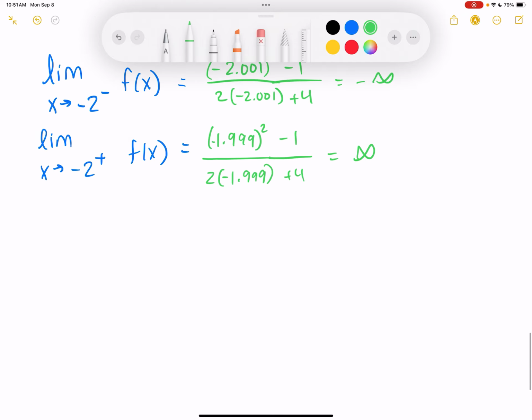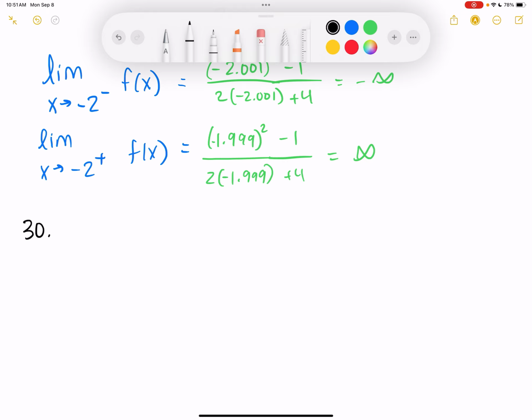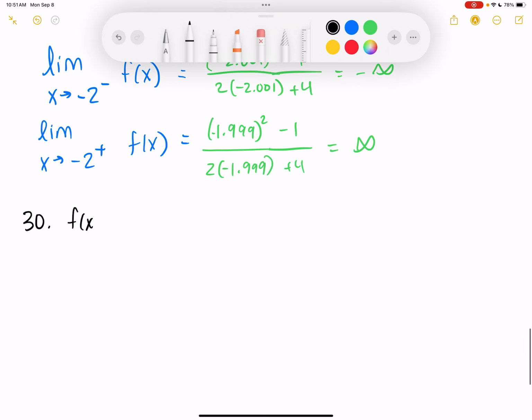Okay, let's look at another one of those. Number 30. F of x is equal to 1 minus x over 2x squared minus 5x minus 3. So we're doing the same things here, finding our vertical asymptotes. So we're going to have to factor this one because obviously this one isn't already in a factored form or just something that we can easily do.